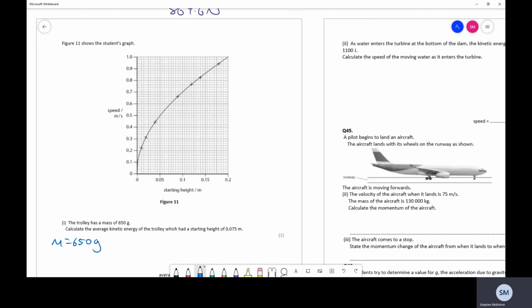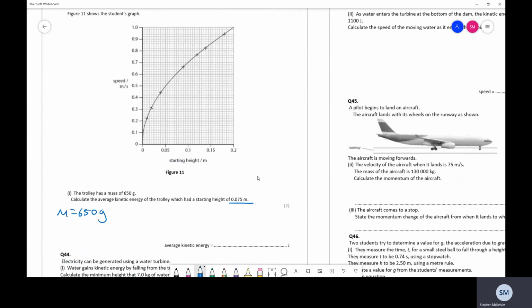Calculate the average kinetic energy of the trolley, which had a starting height of 0.075 meters. I'm not going to go straight into my mathematics because it's asking me to find kinetic energy. EK is equal to some number of joules. And the equation I need is EK is equal to 1/2 times mass times velocity squared. So it's asking me for the amount of kinetic energy. We had a starting height of 0.075 meters.